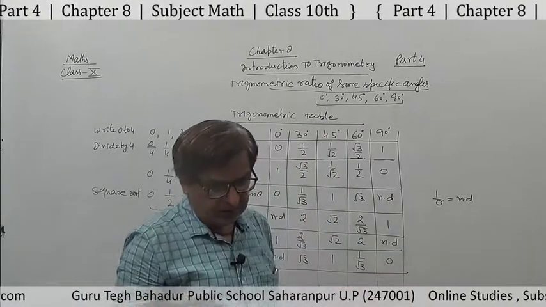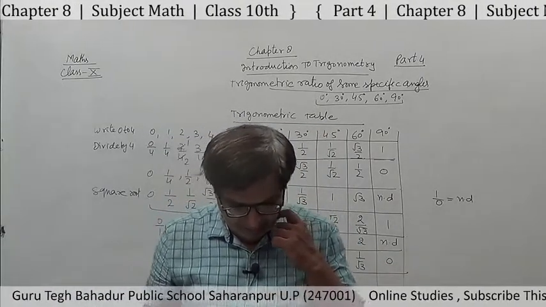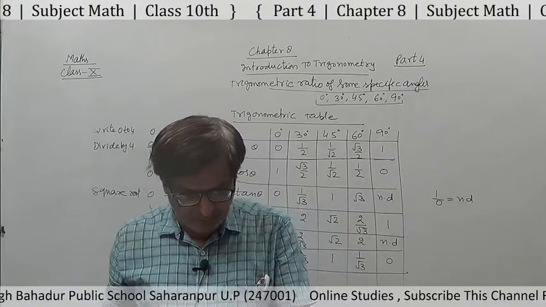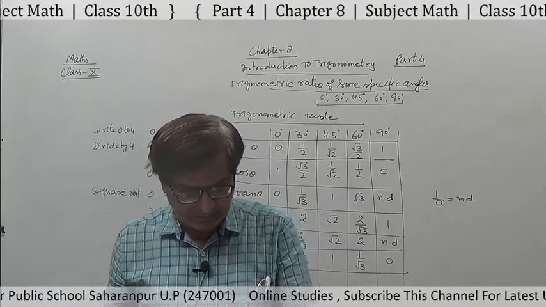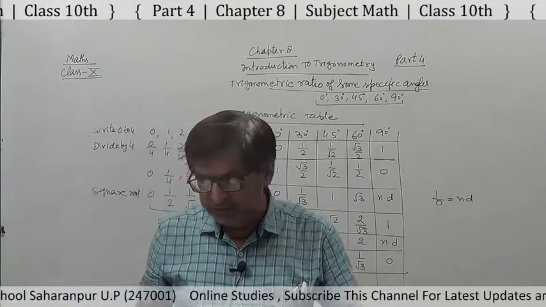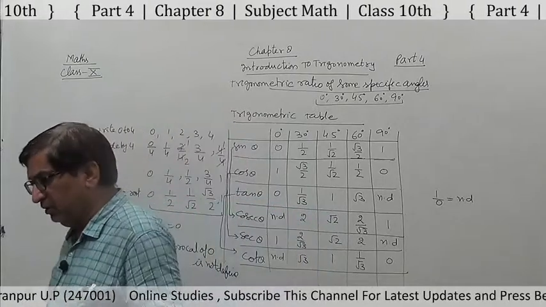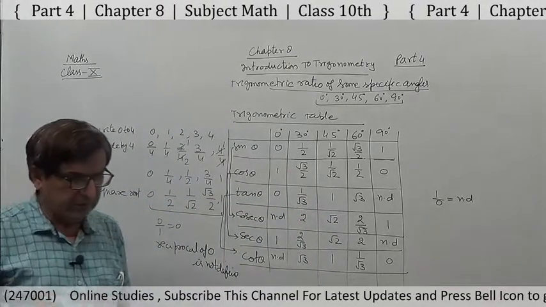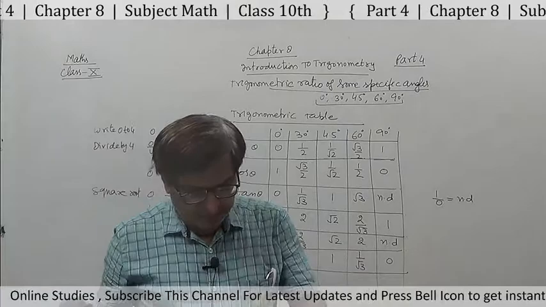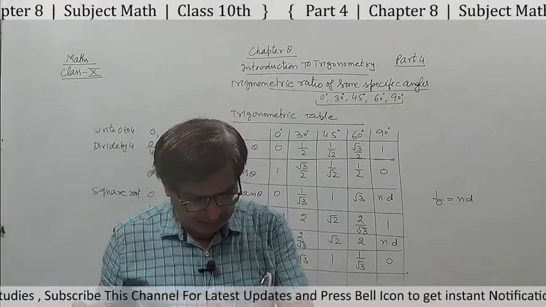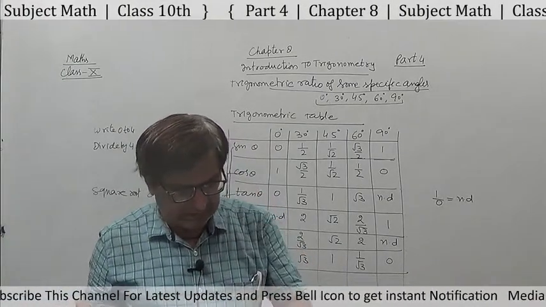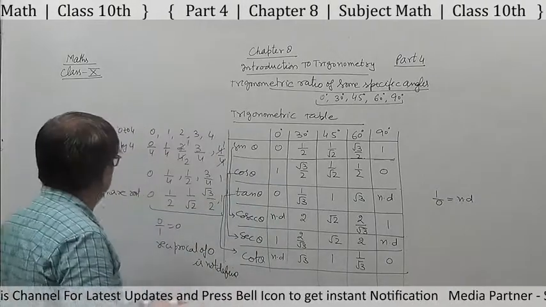So this is the trigonometric table. You will learn this trigonometric table, or you will make the trigonometric table before solving the question. Now we will prove some trigonometric ratios of 45 degree.